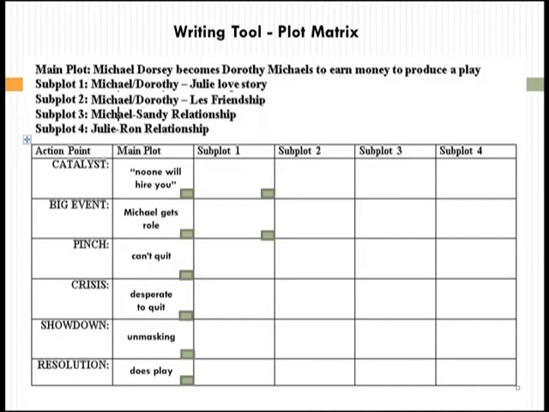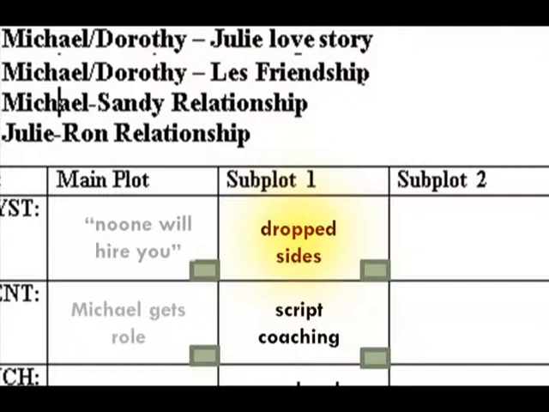The B story is the romance with Julie, the lead actress on the soap opera. Michael took this job not intending to meet anybody. He just wants to earn money. But then he meets Julie, who helps him when he drops some pages of the script.